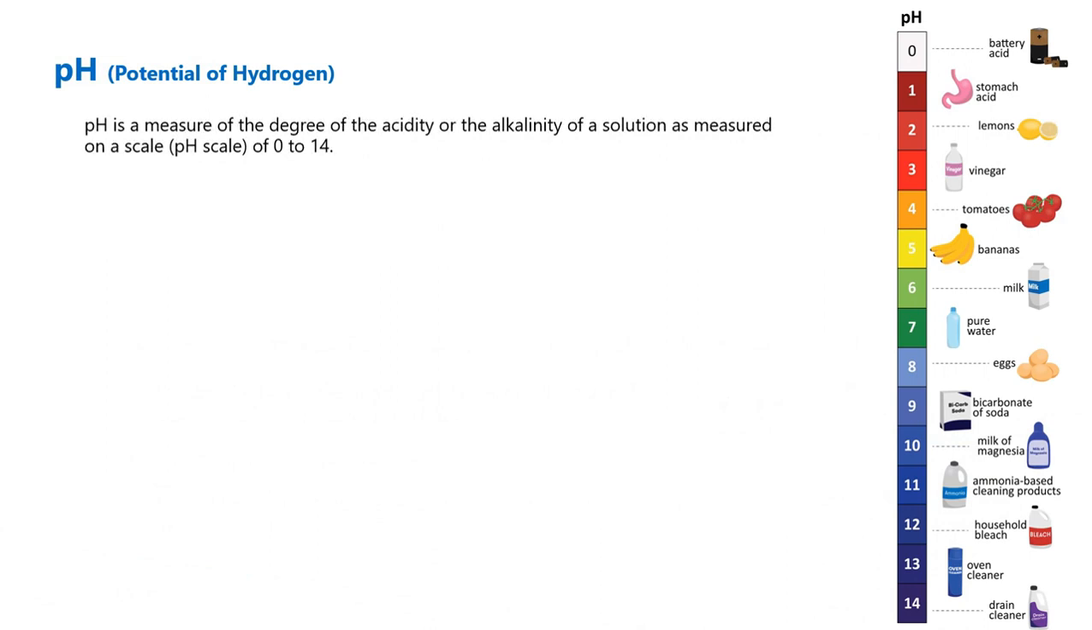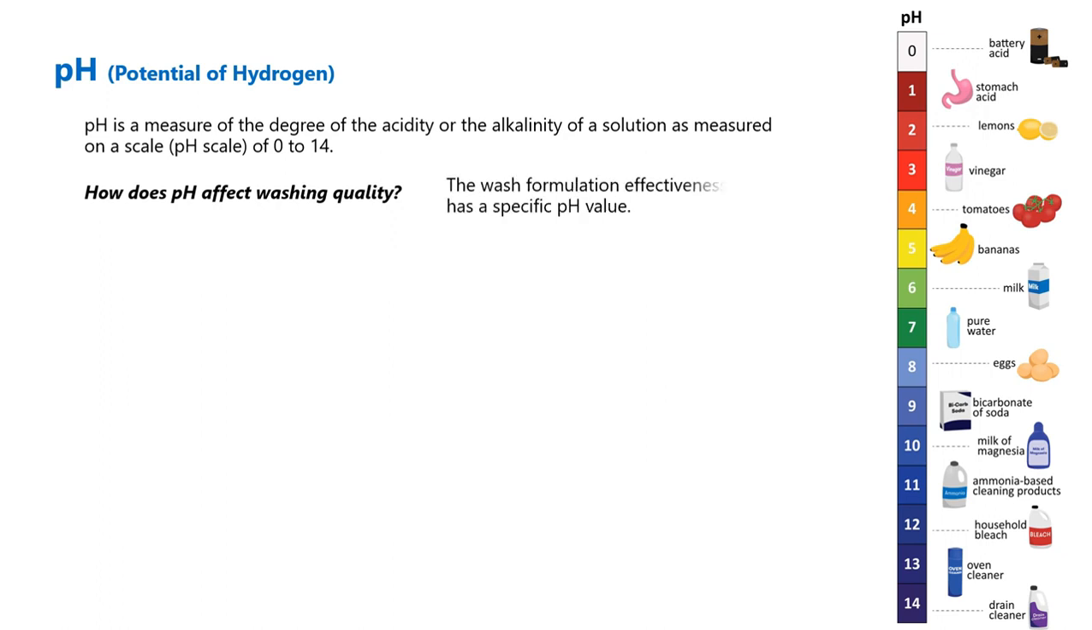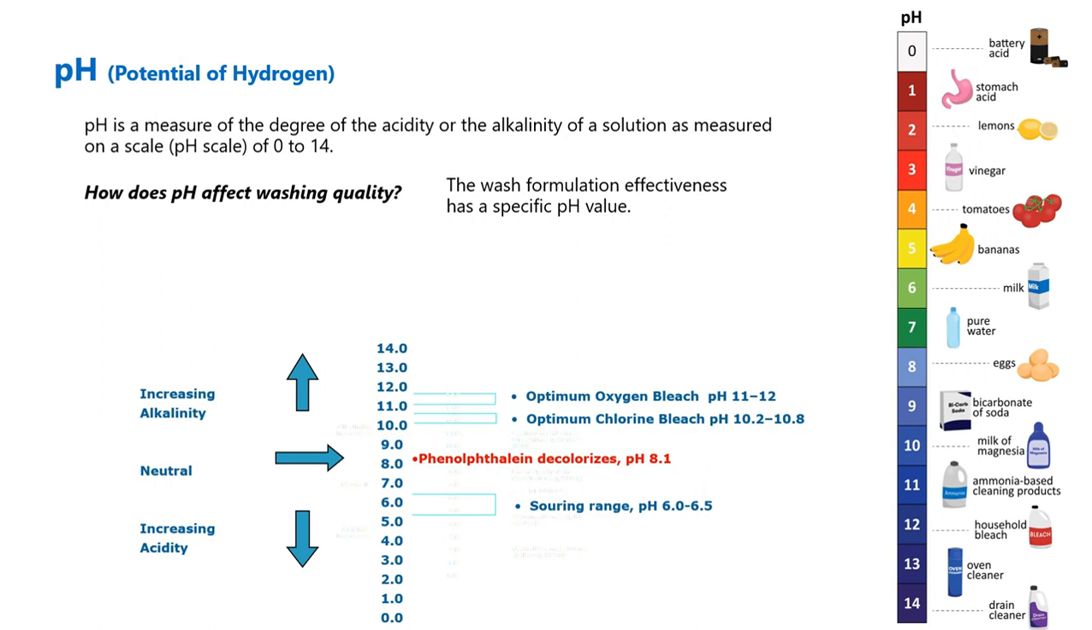Next, take a look at the pH scale. So pH is basically just a measurement of acidity or alkalinity in a solution. That measurement is generally between 0 and 14. 7 being neutral, 0 means it's on the acidic side, 14 means it's on the alkalinity side. So when we're looking at how the pH affects our wash quality, depending on the type of soils that we're wanting to wash out, depends on whether our washing solution needs to be on a higher pH scale or a lower pH scale.